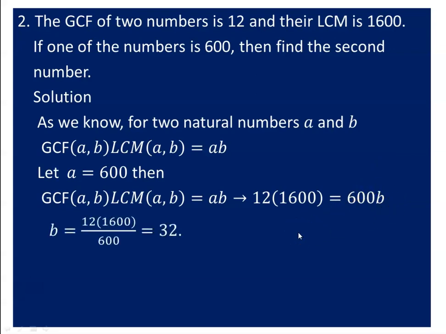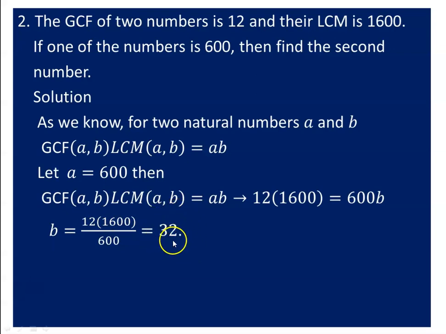So as you are doing this, look, b is equal to 12 times 1600 divided by 600. As you are simplifying this, two zeros can be cancelled by two zeros here. So 12 by 6 is 2, then 2 times 16 makes 32. So clearly one can understand that the other number is 32.